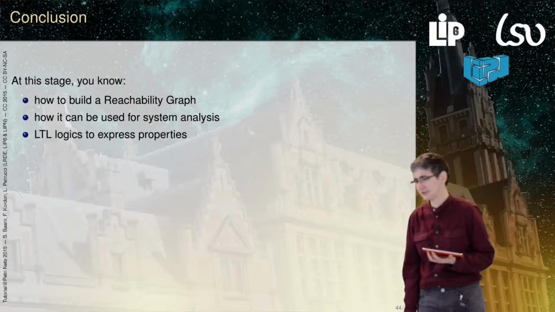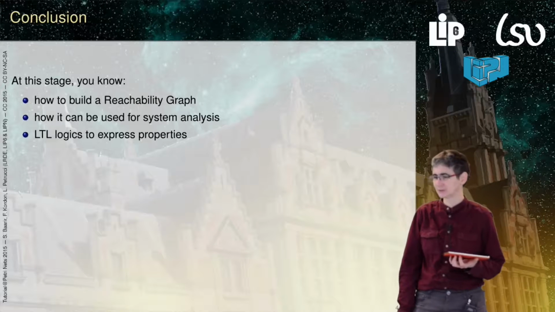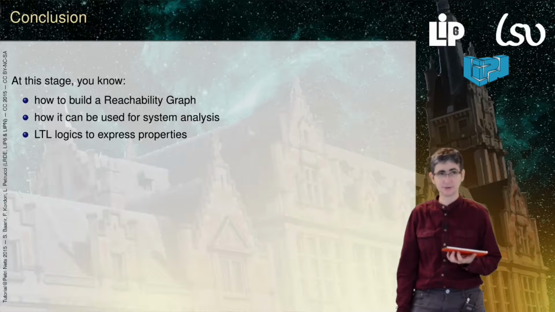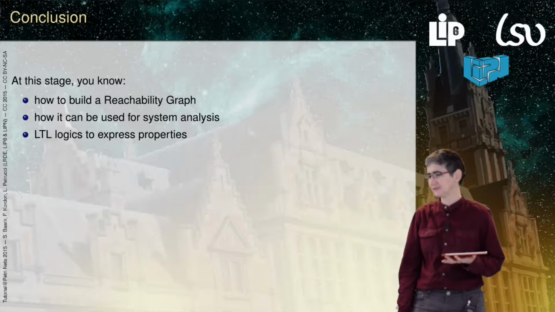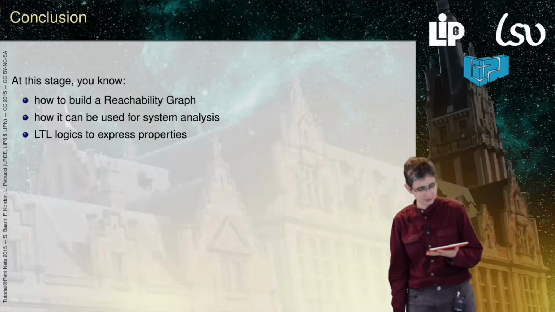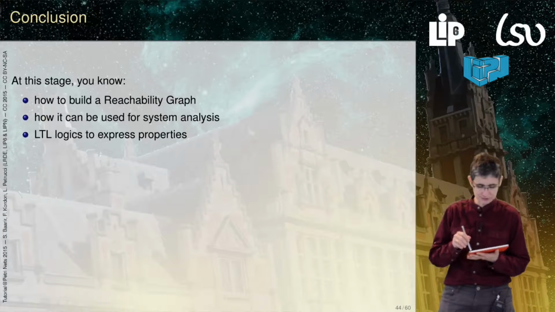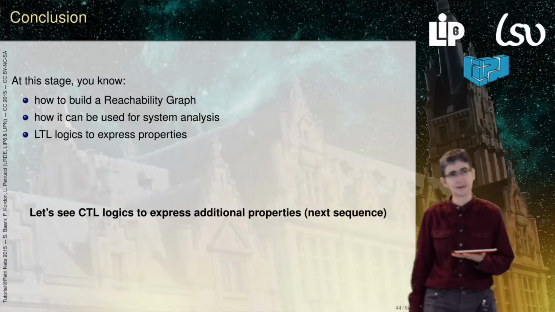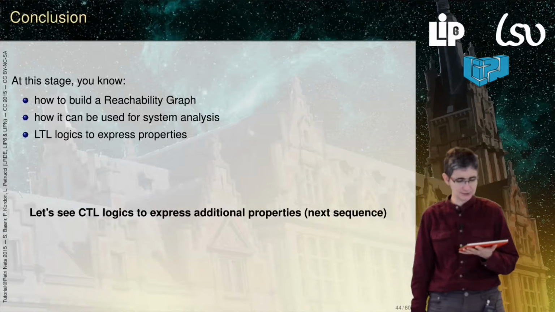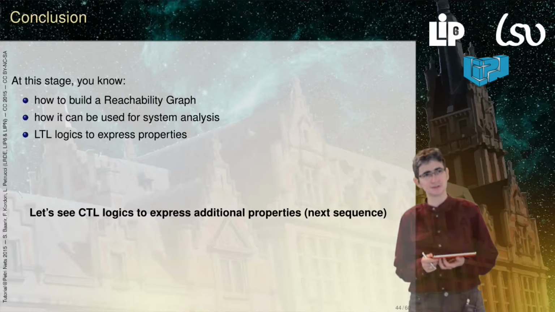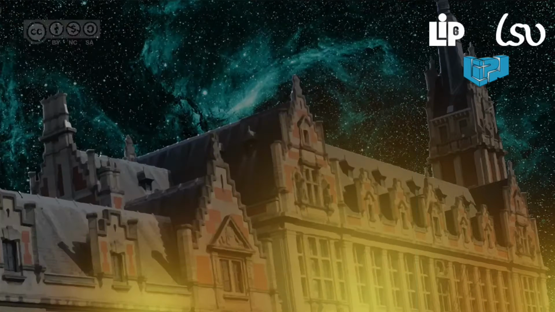So at this stage, you've seen how to build a reachability graph and how it can be used for system analysis. You have seen how to express properties with LTL logics, and now we'll see about CTL logics to express additional properties in the next sequence.